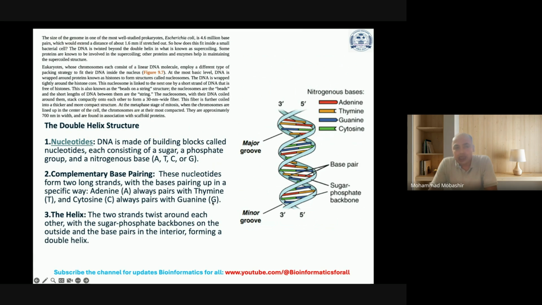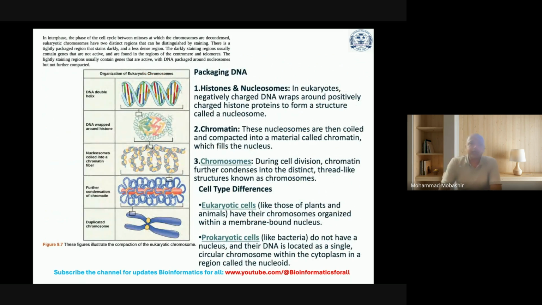Now, the helix: the two strands twist around each other with the sugar-phosphate backbones on the outside and the base pairs in the interior, forming a double helix. Now, you can see the base pair, sugar and phosphate backbone, then the major groove and the minor groove, 5 prime to 3 prime, 3 prime to 5 prime. Now, the next is the packaging of DNA.